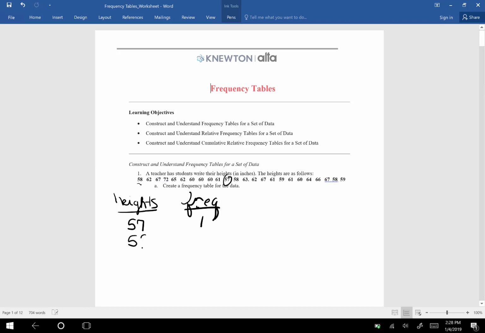Then we do the same thing for 58. It occurs 1, 2, 3 times. And we continue to do that for each data value. So for example, there's 2 59s, 4 60s, 3 62s, and so on. So keep going on that. I'm going to let you do that.